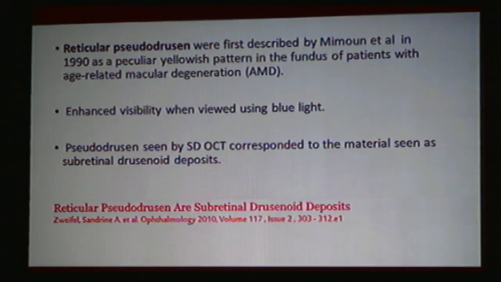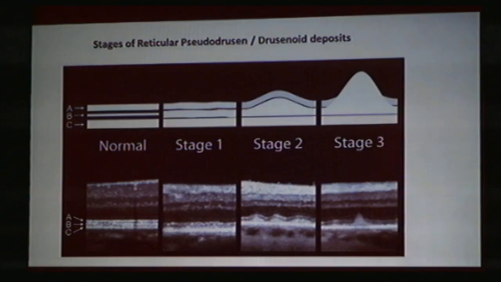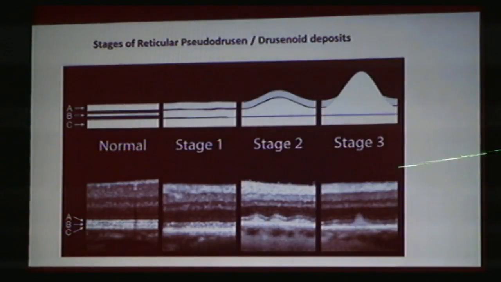Now this was first described in 1990 as a peculiar yellow pattern in the fundus, when you're looking at the fundus and you don't think that it is exactly a drusen. You can see these structures better when you're using blue light. Pseudodrusen seen by SD-OCT corresponded to the subretinal drusenoid deposits, which I'm going to show you. One thing which has been described nowadays is that reticular pseudodrusen goes through stages 1, 2, 3.